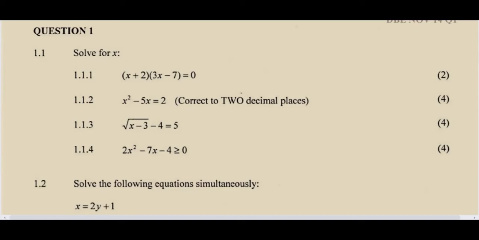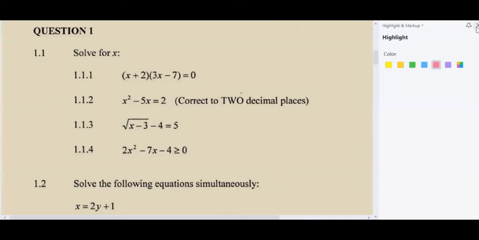In today's lesson, we're going to be looking at algebra, and we're looking at question 1. So without any further ado, let's just get right down to it. Okay, so we have solved for x as expected. So let's look at this, right?